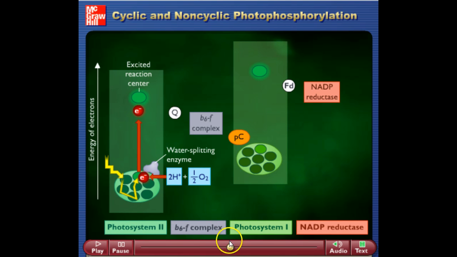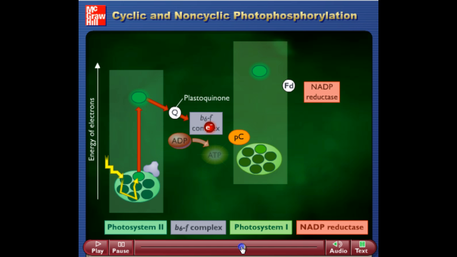Now, arrival of these electrons into the B6F complex causes the B6F complex to pump protons, otherwise known as what? Hydrogen ions, from the stroma into the thylakoid space, which now sets up what's called a proton gradient across the membrane. So let's take a look at what that looks like.